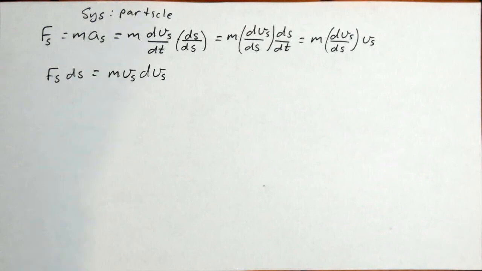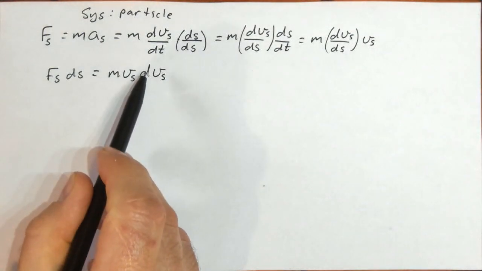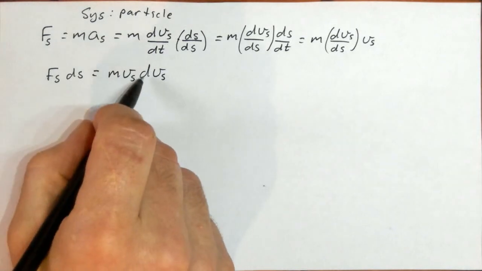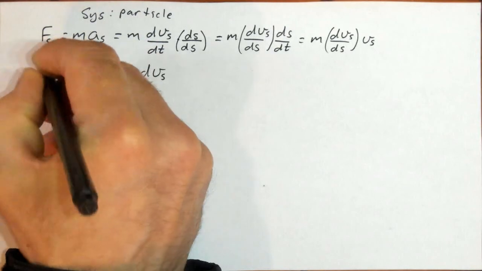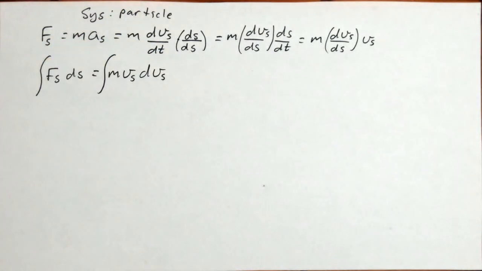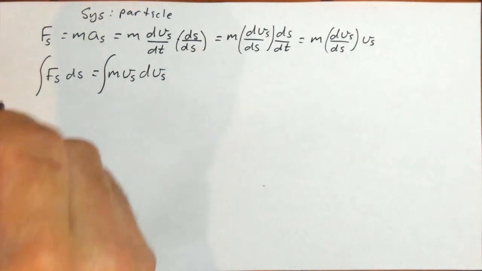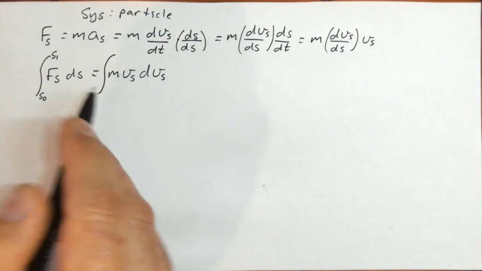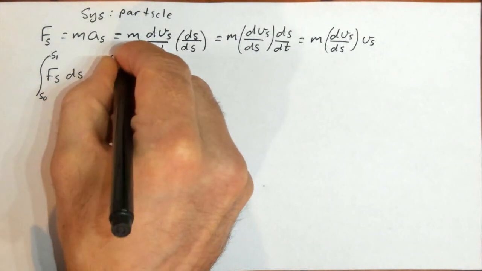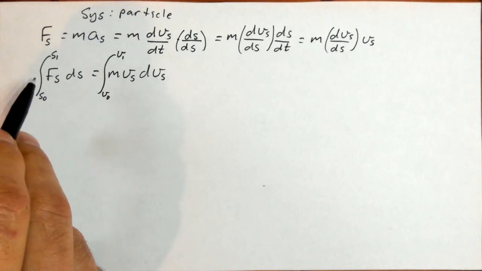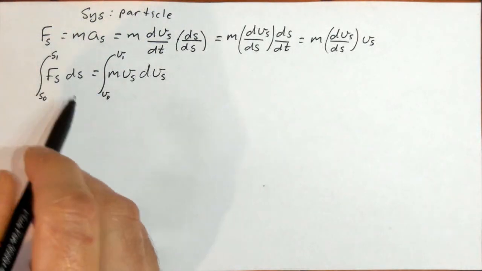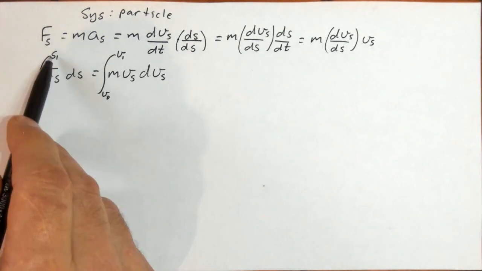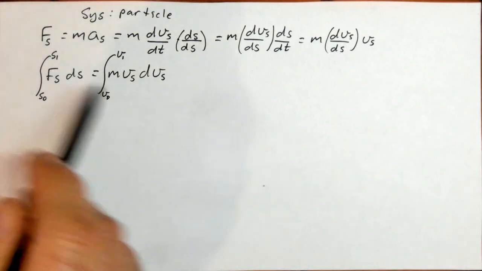But I want to focus on a large change, a full process, not just a small change. To do that, I have to integrate. If I integrate one side, I have to integrate the other side. This is changes in position, so I'm going to go from s_0 to s_1. This is changes in velocity, so I'm going to go from v_0 to v_1. Now, these limits are connected. This is the velocity at s equals s_0, and this is the velocity at s equals s_1.